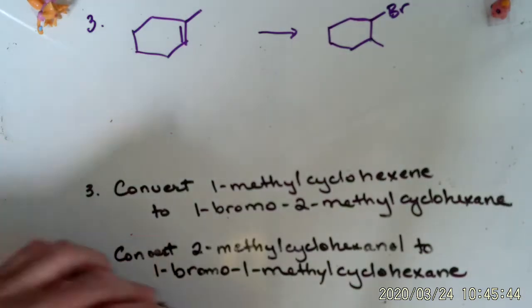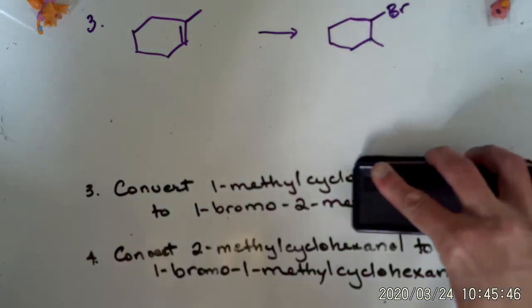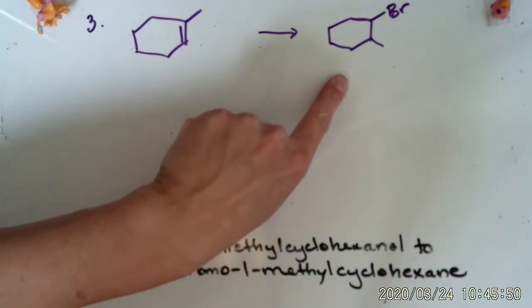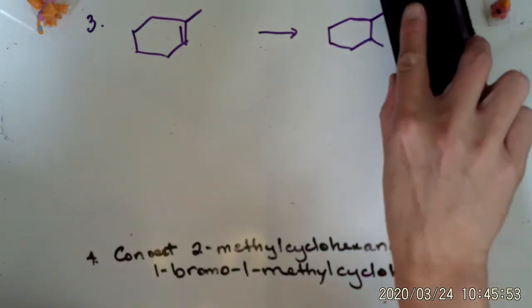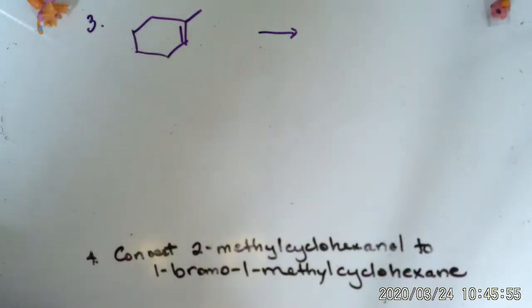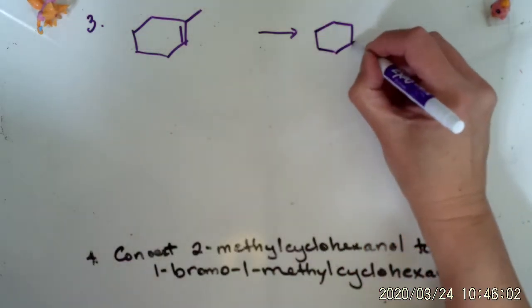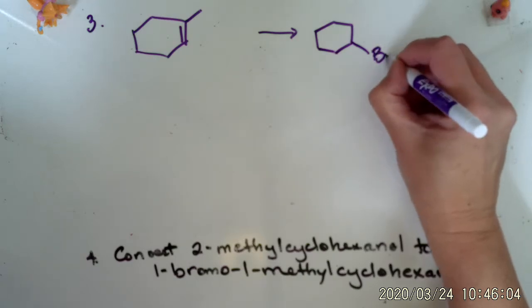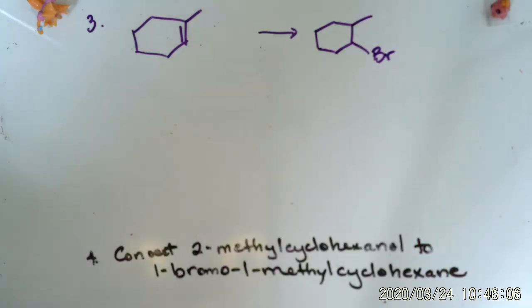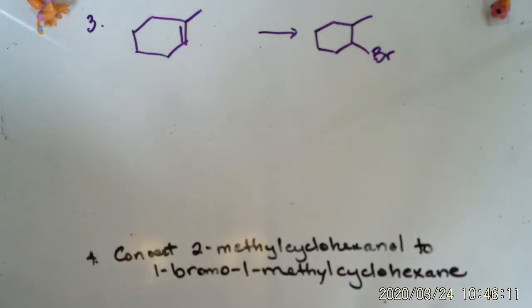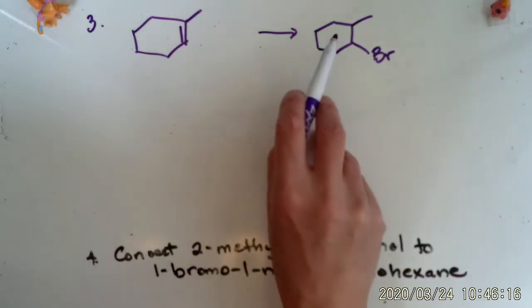But now I'm going to do magic. And what's this magic? I don't have to draw it this way. What happens if I draw it this way? 1-bromo 2-methylcyclohexane. I'm changing the way I just number it. Now, why did I do that? Because look, now I can compare.